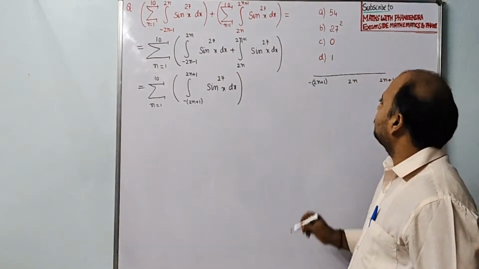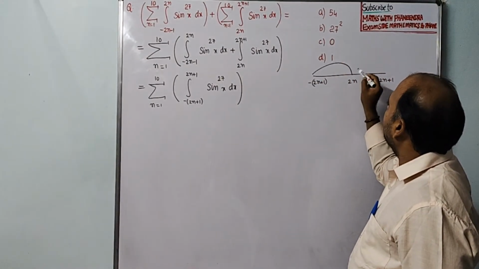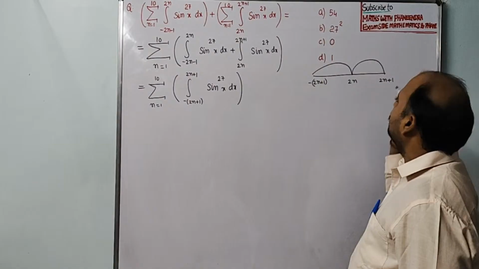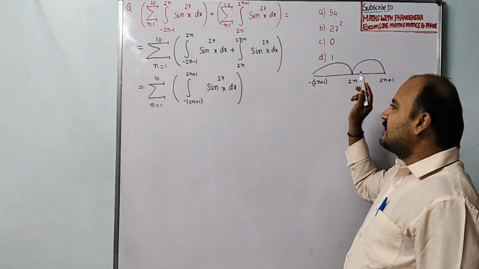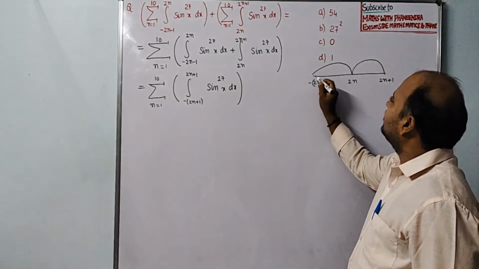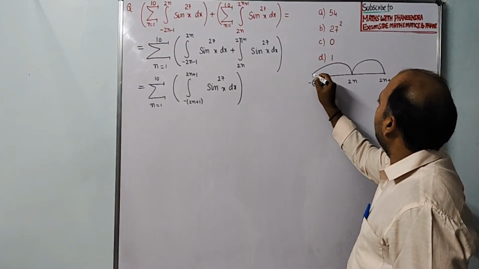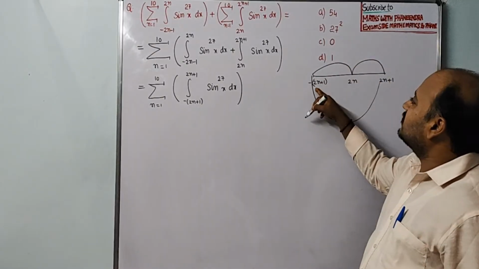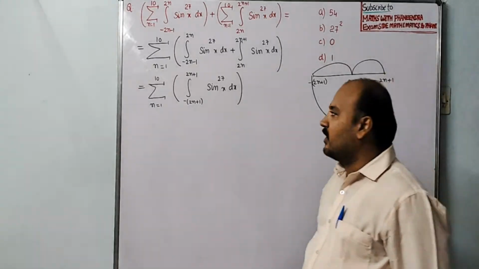I hope you understand this, students. So here from 2n minus 1 to 2n, and 2n to 2n plus 1 are there. Instead of these two intervals, we are writing only one interval: minus of 2n plus 1 to 2n plus 1.